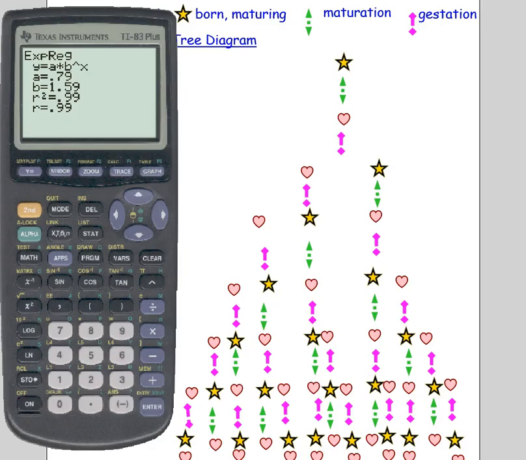Now when we go and look at the equation, there it is. We look at the graph. There's our scatter plot, and overlaid on top of that would be our best fit curve.